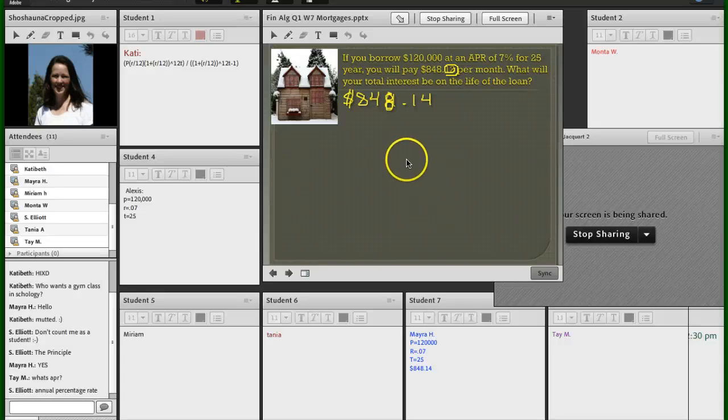Say that again? So we're going to pay $484.14 for 12 months every year for 25 years, right? So we're going to pay the bank some big sum. What's 25 times 12? I don't know. 12 quarters is 300. 400.